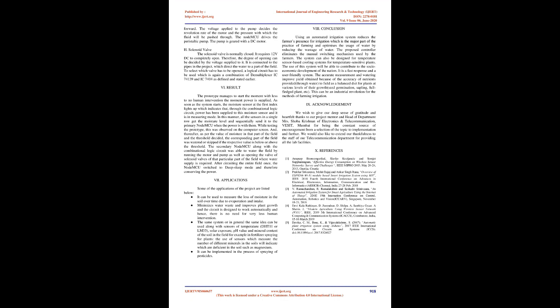7. Applications. Some of the applications of the project are listed below. It can be used to measure the loss of moisture in the soil over time due to evaporation and intake. It minimizes water waste and improves plant growth, and the circuit is designed to work automatically and hence, there is very little need for human intervention. The same idea can be used along with sensors of temperature, DHT11 or LM35, solar exposure, pH value and mineral content of the soil in the field, for example in fertilizer spraying for plants.